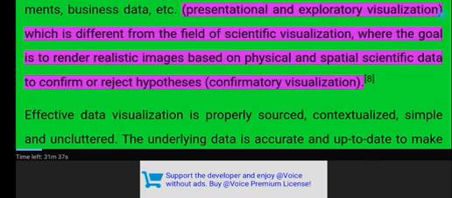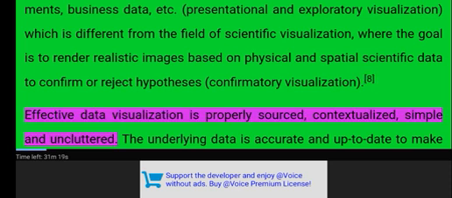Presentational and exploratory visualization, which is different from the field of scientific visualization, where the goal is to render realistic images based on physical and spatial scientific data to confirm or reject hypotheses. Confirmatory visualization. Effective data visualization is properly sourced, contextualized, simple and uncluttered.